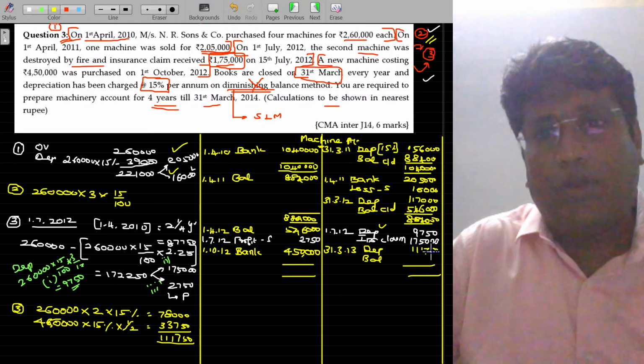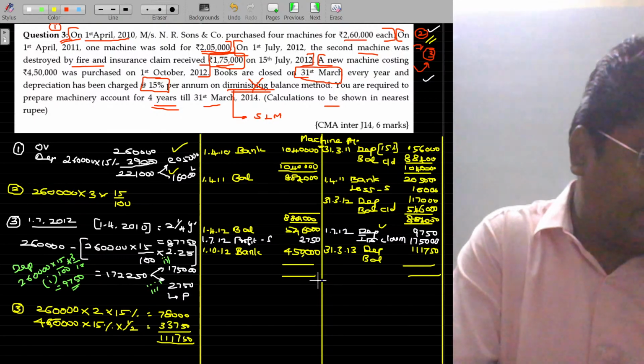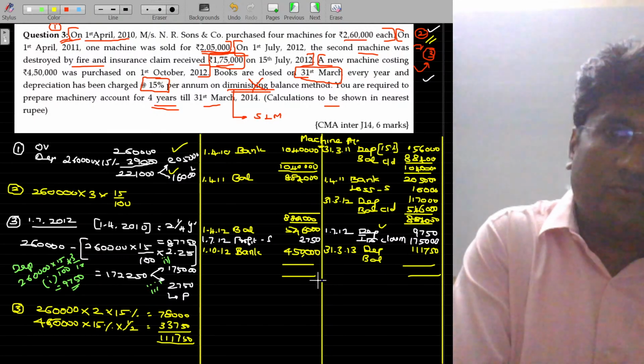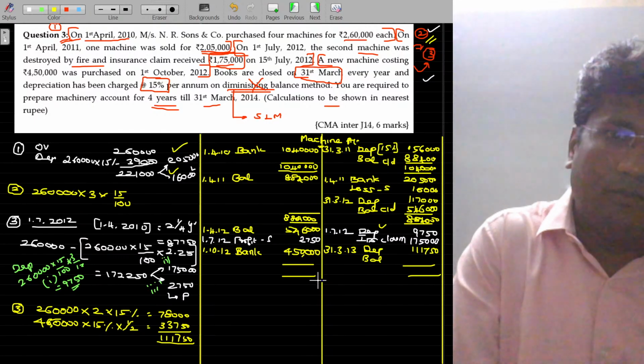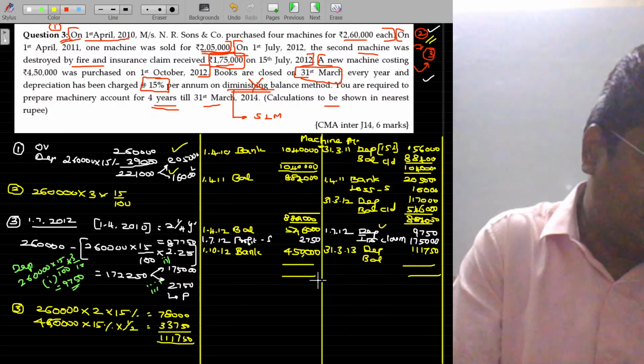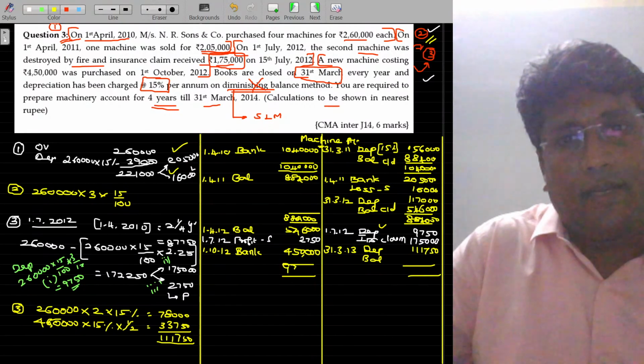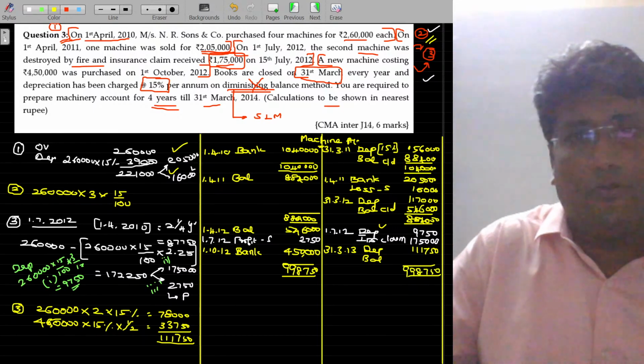Find out the balance here. So you have to tally this and get the balance. 5,46,000 plus 2,750 plus 4,50,000 is 9,98,750. What is the balance value?